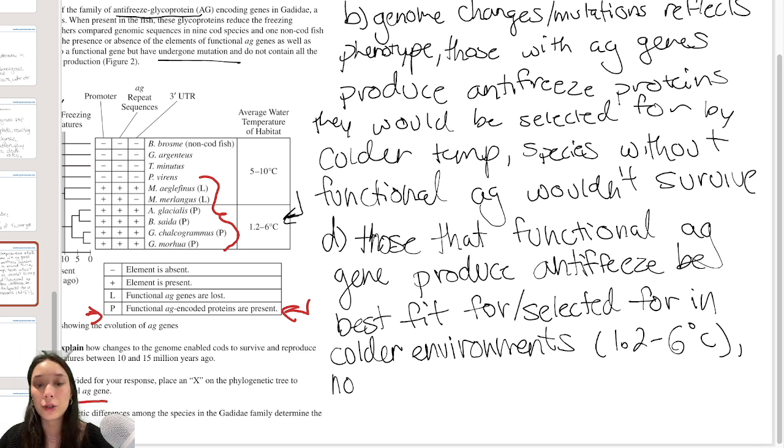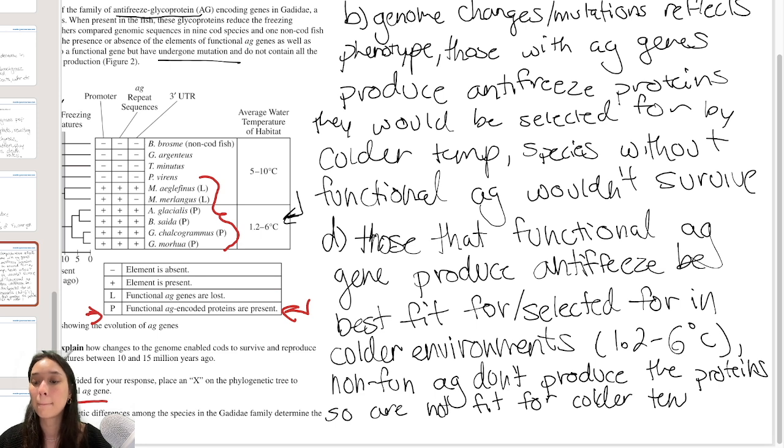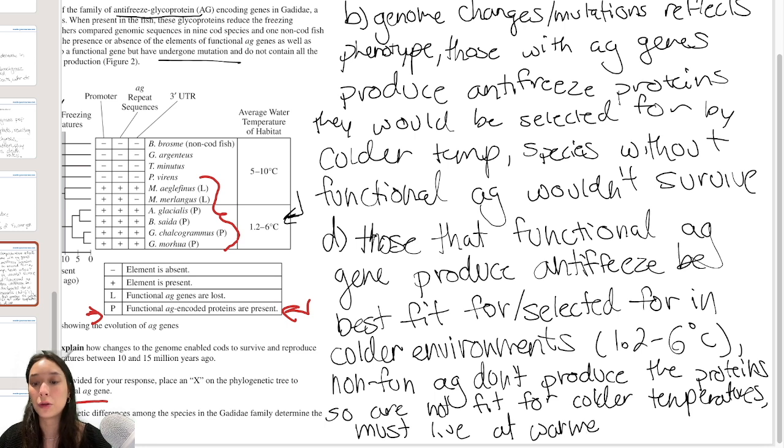So non-functional AG, they don't produce the proteins. So they're not fit for the colder temperatures. And therefore they must live at warmer temperatures. And then you can include the actual metric here, so 5 to 10 degrees Celsius.